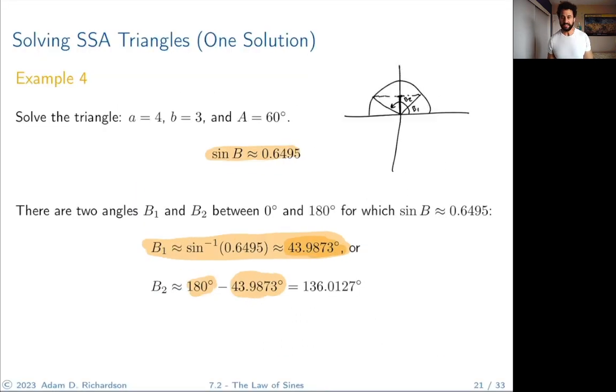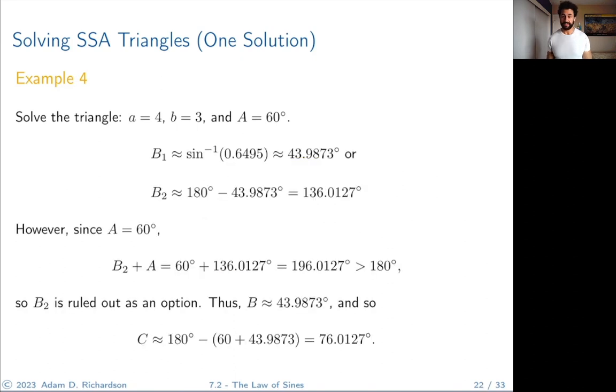And there's our two possibilities. So when I do 180 minus 43.9873, I get 136.0127 degrees. So those are the two possibilities. Now check this out. Check this out.